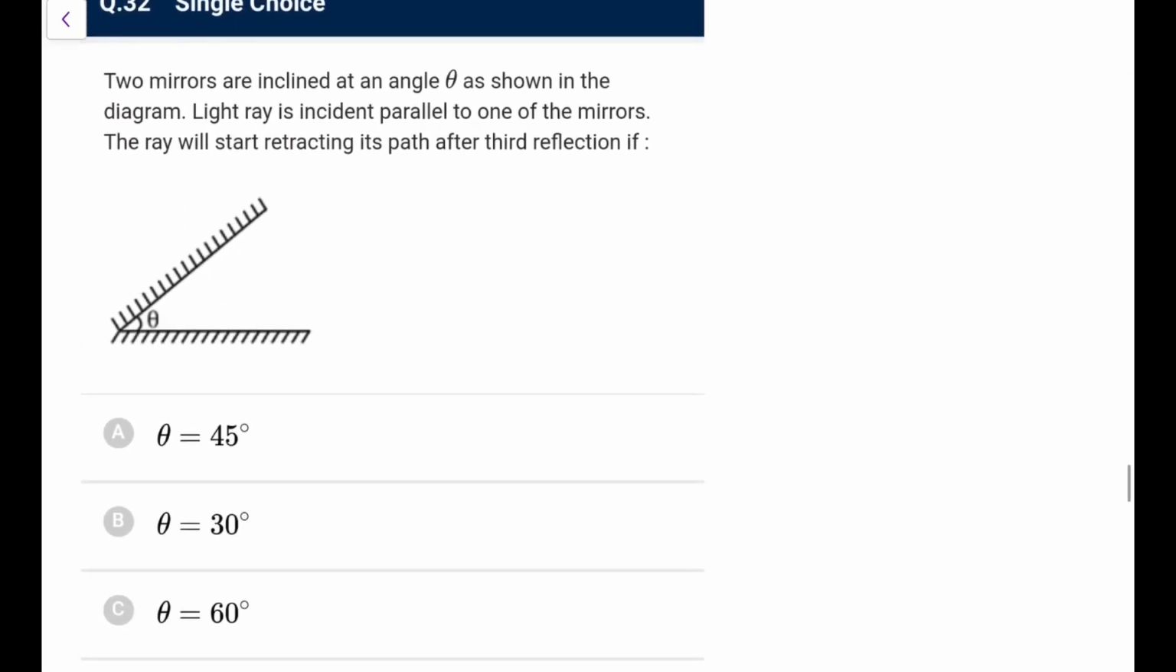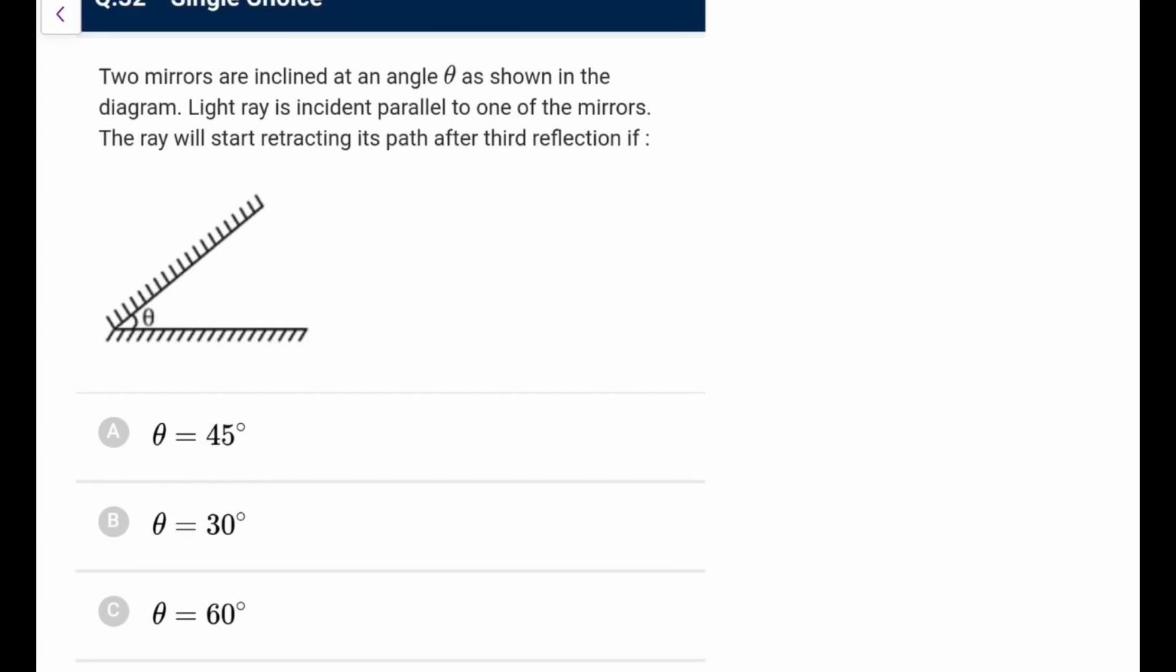Two mirrors are inclined at angle theta as shown in the diagram. A light ray is incident parallel to one of the mirrors. The ray will start retracing its path after the third reflection. Now the ray always retraces its path when it falls normally. So at the third reflection it should fall normally. So let's say it comes like this. I don't know if it is parallel to one of the mirrors in the diagram. Okay, so it comes like this. So this angle we can make out as theta, and this would be theta, so it will go here at an angle theta like this.